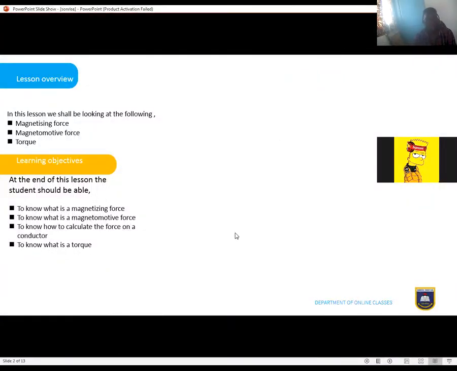So the learning objectives at the end of this lesson: the students should be able to know what a magnetizing force is, to know what a magnetomotive force is, to know how to calculate the force on a conductor, and to know what a torque is. So these are basically our lesson overview and the lesson objectives for today.